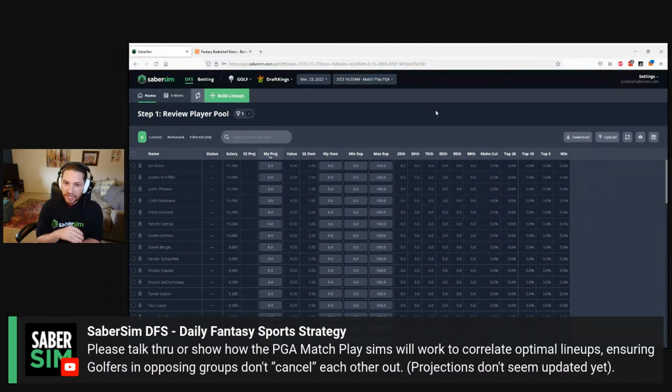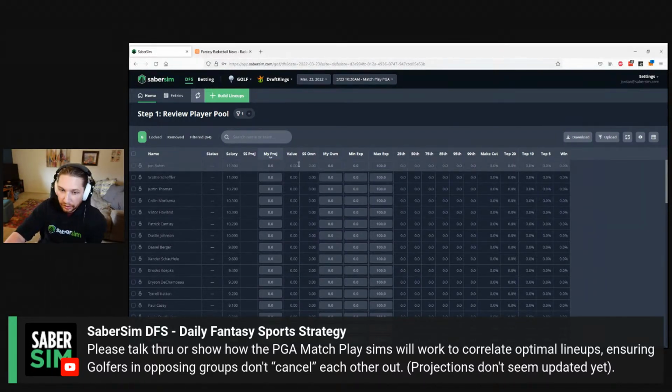So the unfortunate reality is that we don't have sims for it. We won't have sims projections or ownership for the match play event. But if you have access to an alternative set of projections, if you upload custom projections, the builder will work. It will build. It will not have distributions. It will basically be working like a traditional optimizer.